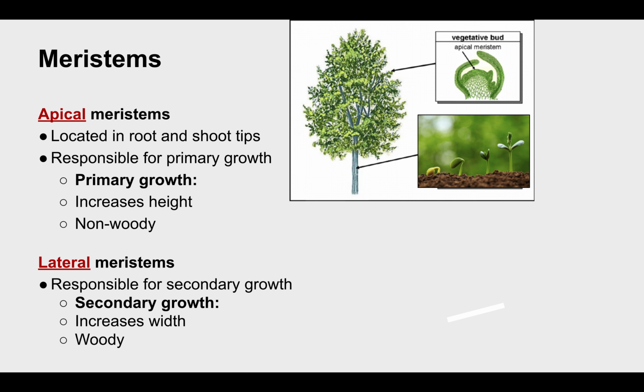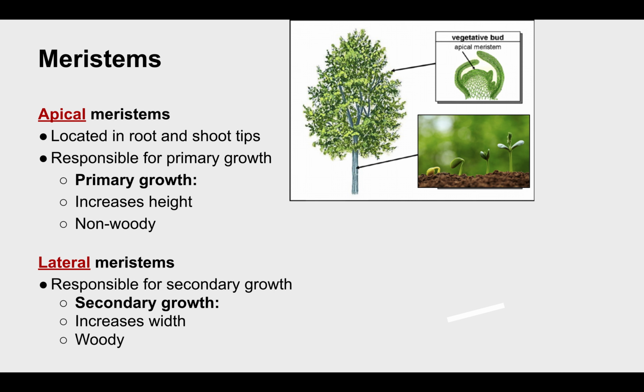We would have our apical meristems located at the very tips of that new growth. I have an image on the next slide that better illustrates this. Or it might be on the very tip of a stem where new leaves are being produced. Maybe it's the tip of a root.